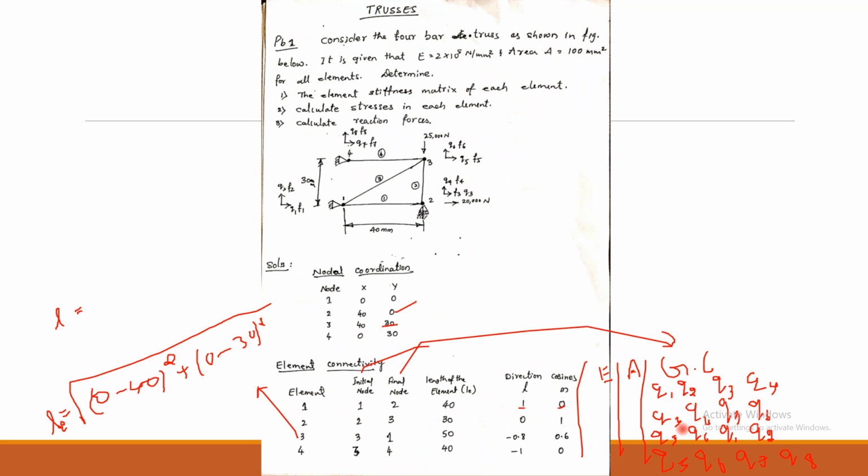As I said, for element 3, it starts from Q5, Q6, Q1, Q2: 5, 6, 1, 2.